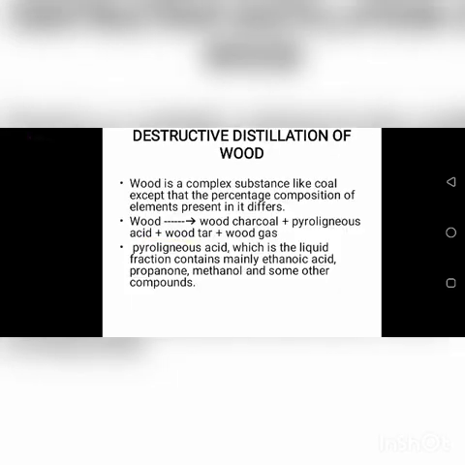And lastly, we look at the destructive distillation of wood. Wood is a complex substance like coal, except that the percentage composition of the elements present in it differs. So what are the products formed when wood is subjected to high temperature? We have wood charcoal, pyroligneous acid, wood tar, and wood gas. Pyroligneous acid is a liquid fraction which contains mainly ethanoic acid, propanone, methanol, and some other compounds which are very important in organic chemistry.